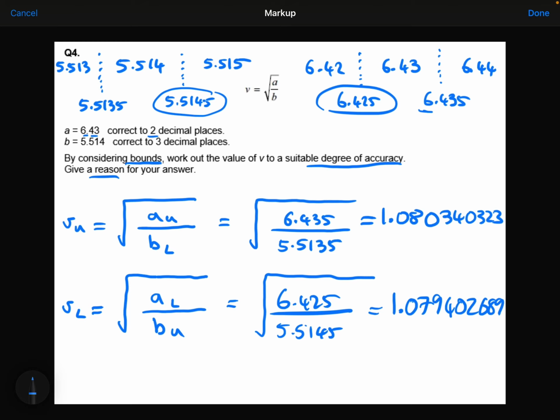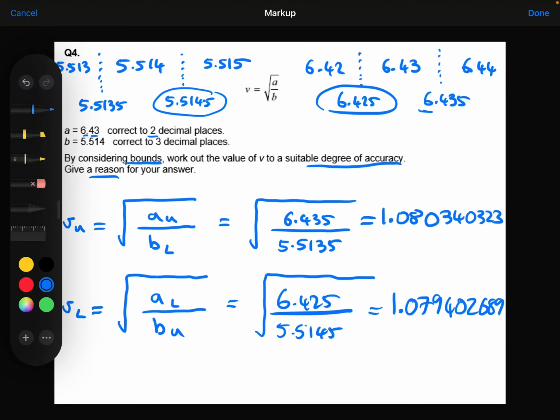Right, so we've got both of our answers now. We've got the upper bound and the lower bound, which means that we know that v will be somewhere between these numbers. So what is the value of v to a suitable degree of accuracy? So let's have a look.